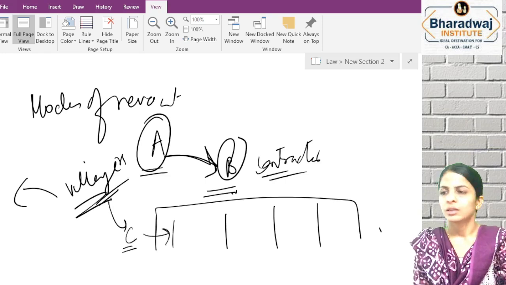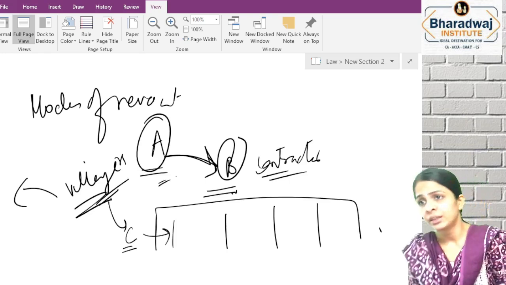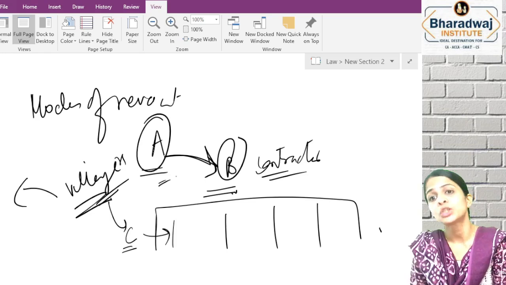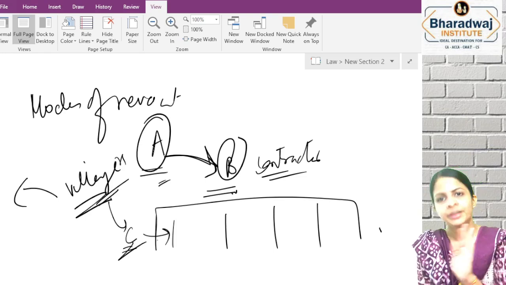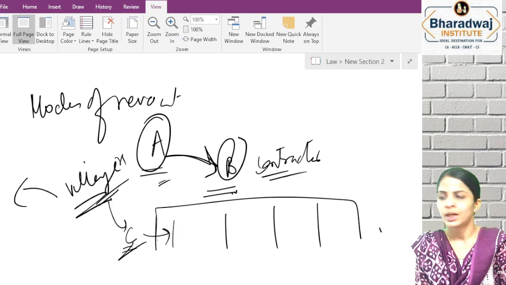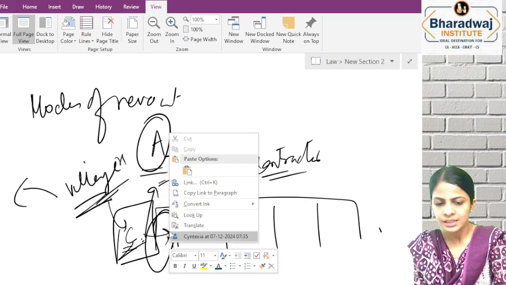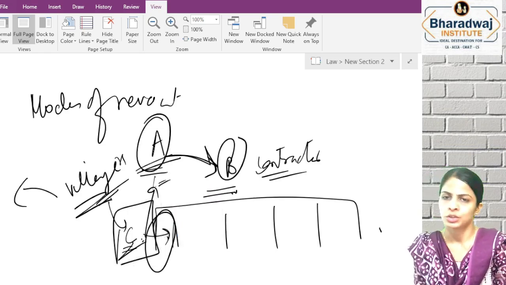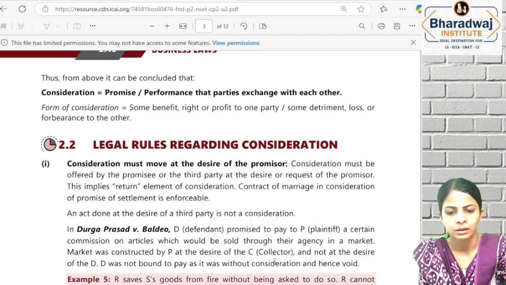Now villager C came and took the place on rent. B is telling that, apart from rent, you have to give me a commission on the sale price also. C told that I am going to hire this place and I have agreed for rent only. I never agreed for commission. Why should I give you? Clear? So this fellow made an offer to hire this place for rent. This rent only I will give you. I will not give you commission. This collector cannot ask for commission. So it has to move at the desire of the promisor. Which case law? Durga Prasad versus Baldio.